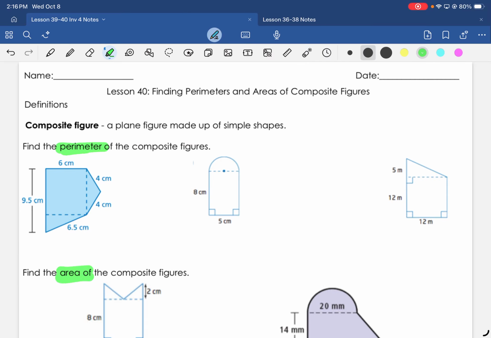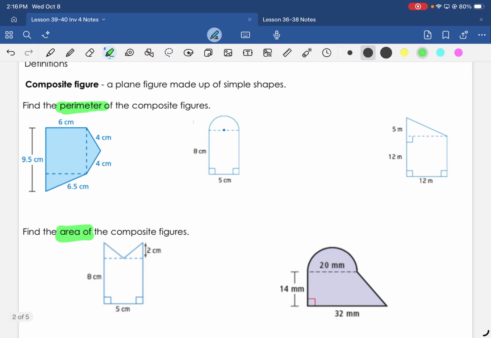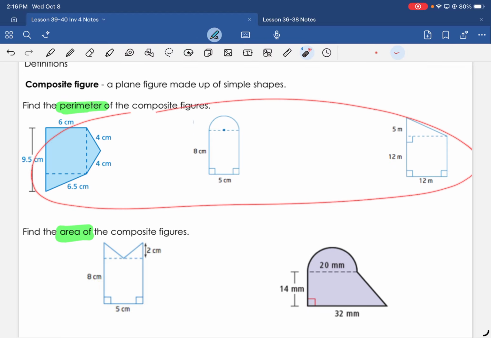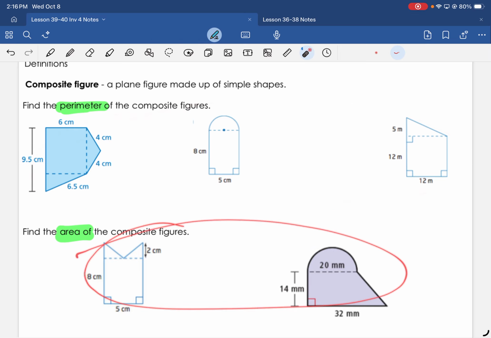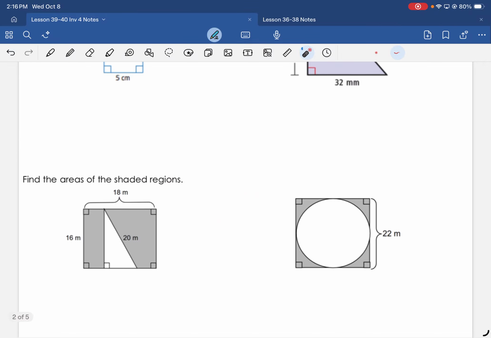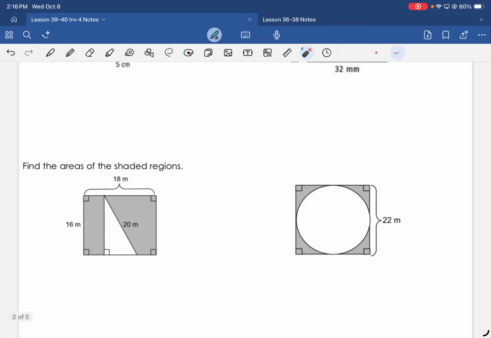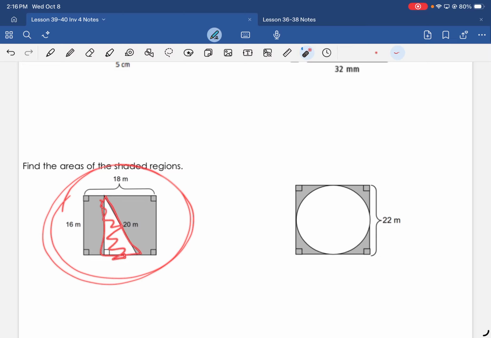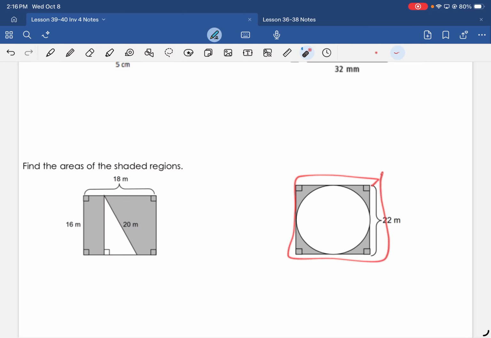Now notice the top one, they want you to find perimeter, right? And the bottom one, they want you to find area. So you want to be very careful that on the top, you're adding up all the sides. And on the bottom, you're finding the area within the shaded regions, right? And then down here, these should look familiar from Saxon. It's where they only want you to find the area of the shaded parts. So you're going to have to get creative. You're going to have to find the area of the whole thing and then subtract the area of the middle shape, right? You find the area of the whole square and then you subtract the area of the circle.